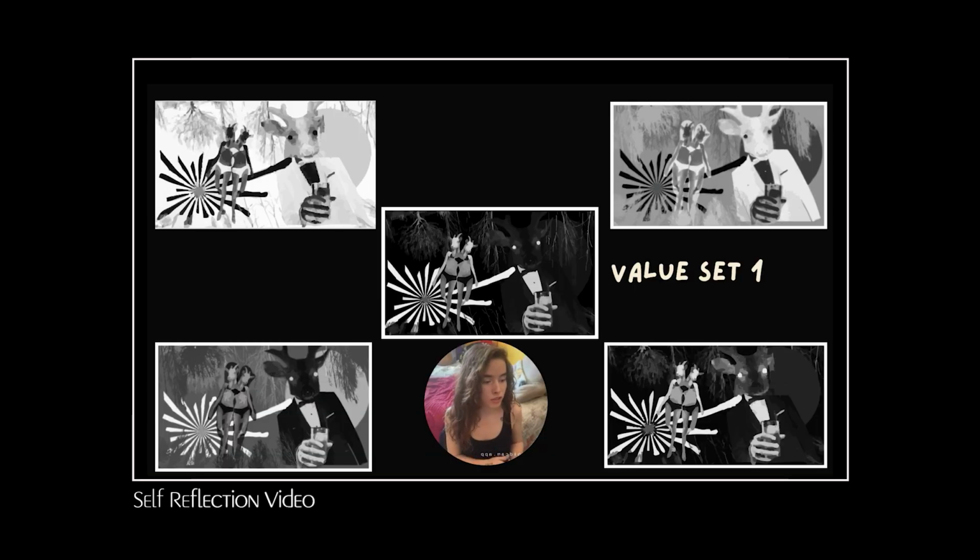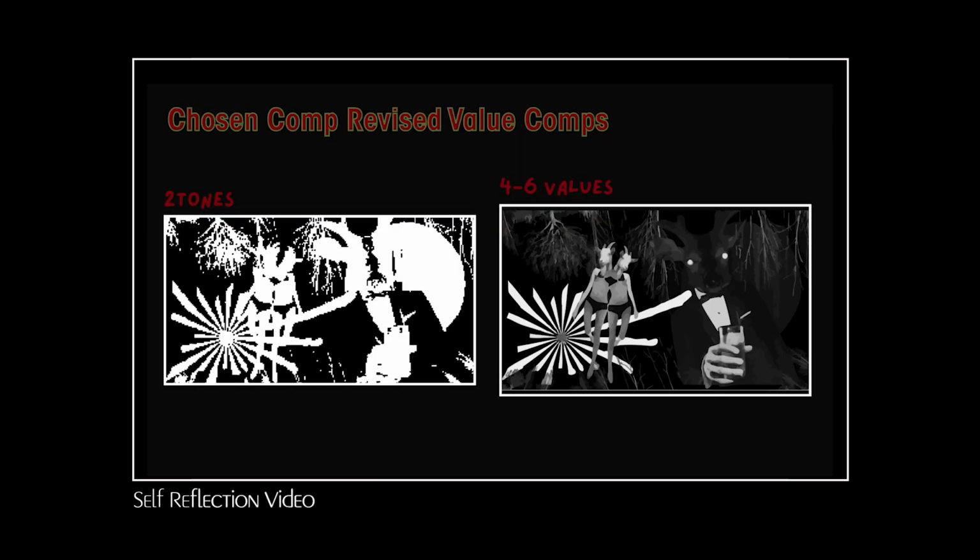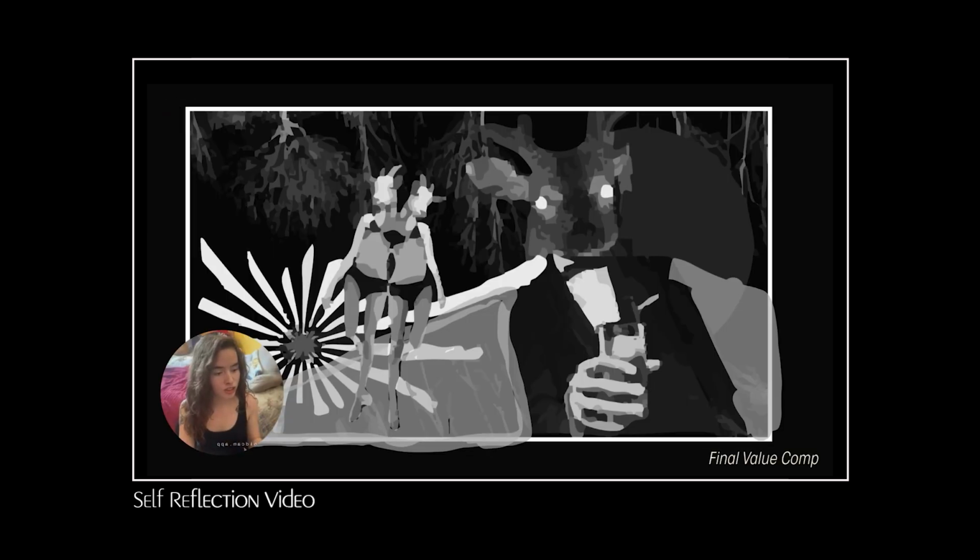I made adjustments to my top 2 concepts, and I did value sets for each one to kind of flesh out which one would be the better option. In the end, I decided that this one worked best, and it had the most going for it, movement and placement-wise. This was the finalized version of my value comp, and so then it was time to start collaging.